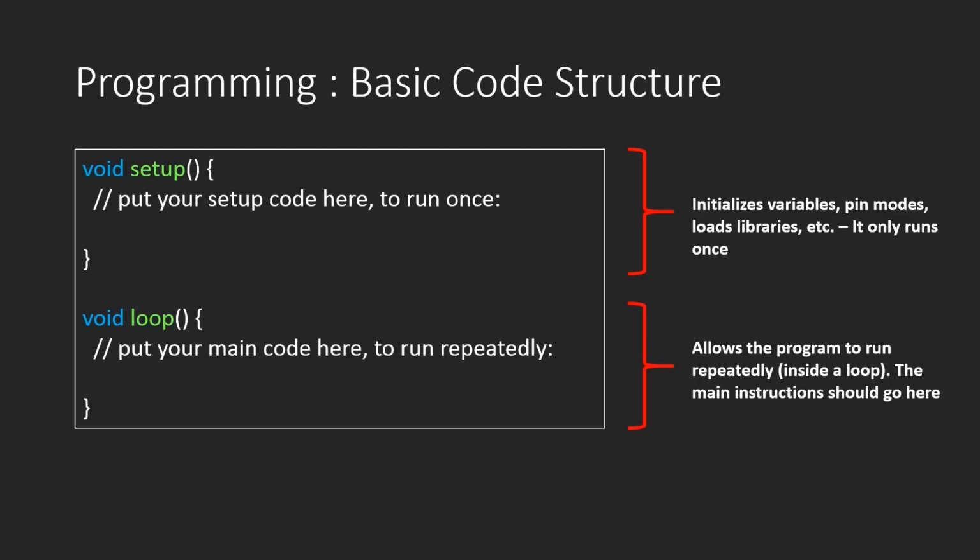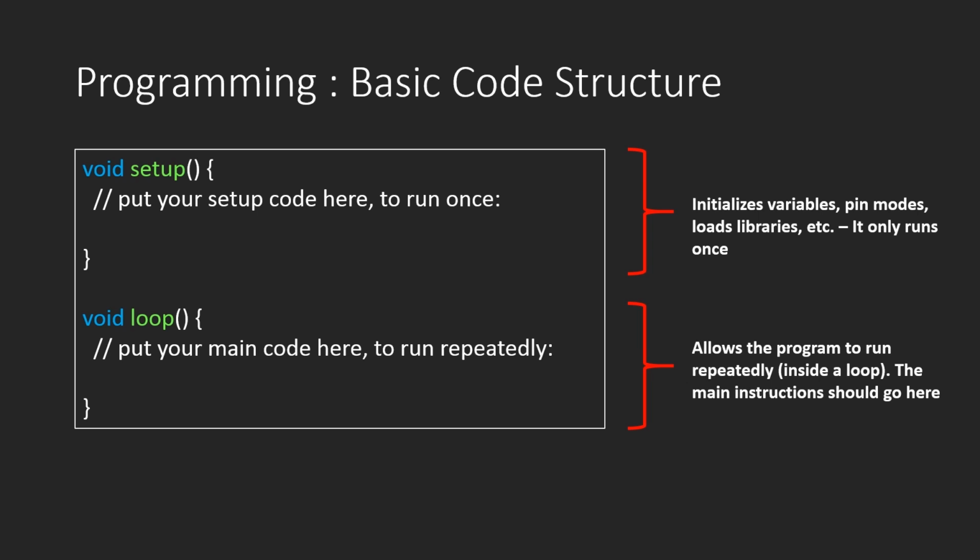The basic structure of an Arduino program looks like this. It basically has two main sections called the setup and loop functions, which are shown in green letters. We initialize these functions using the word void, and we use parentheses and curly brackets to specify where the code starts and where it ends.